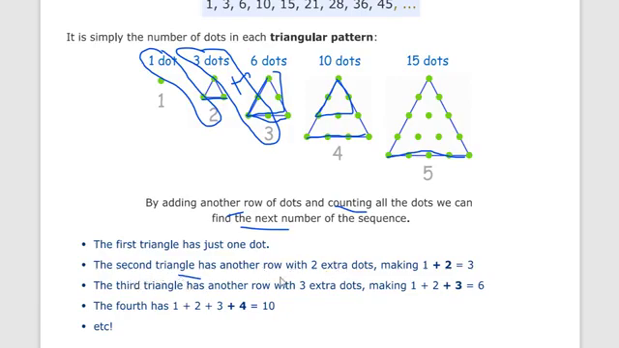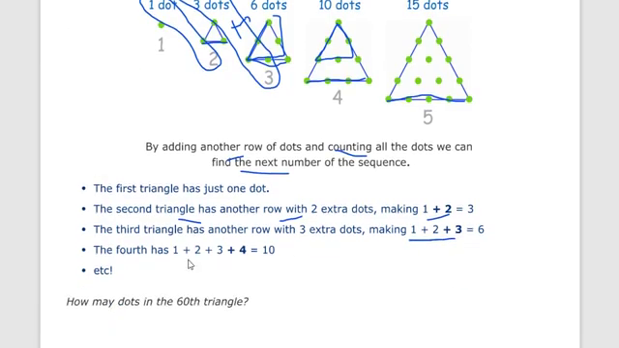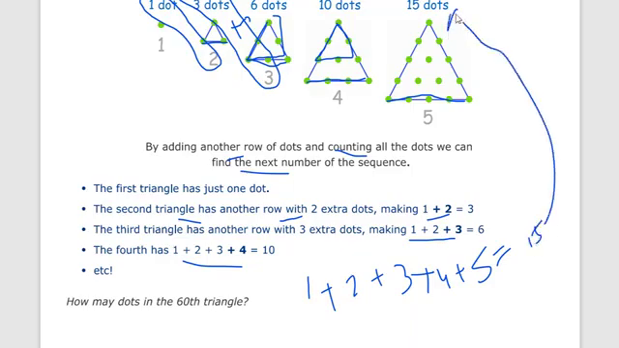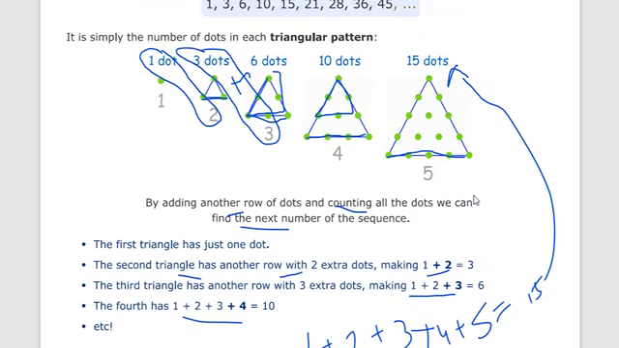The second triangle has another row with two extra dots, so 1 plus 2 is 3. 1 plus 2 plus 3 is equal to 6. Here 1 plus 2 plus 3 plus 4 is equal to 10. The fifth has 1 plus 2 plus 3 plus 4 plus 5, so 15 here. With this method also you can find the number of dots in the nth term. So this is called a triangular pattern.